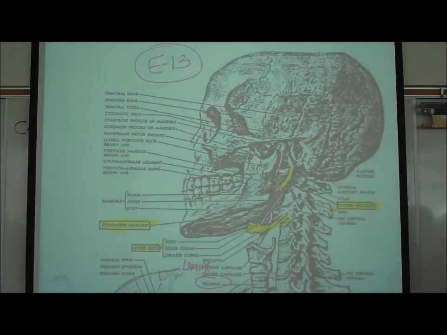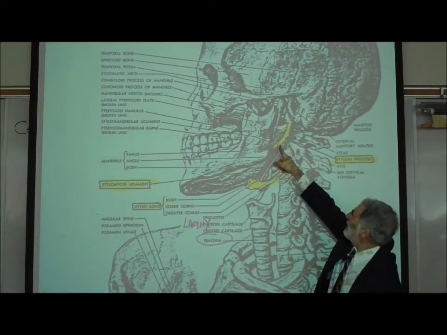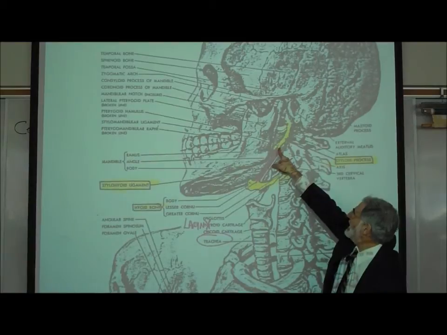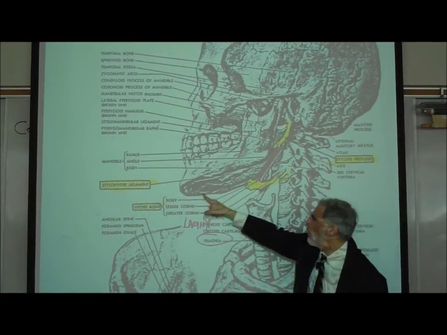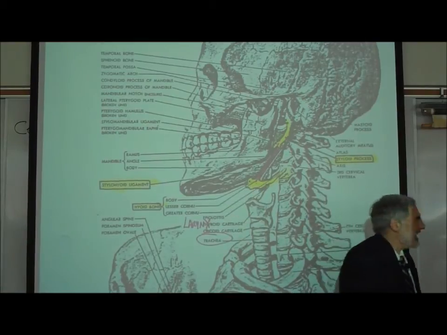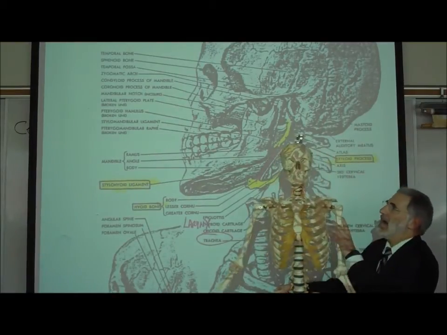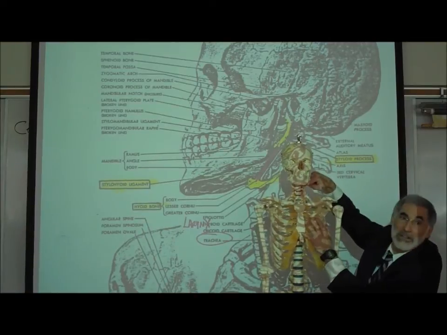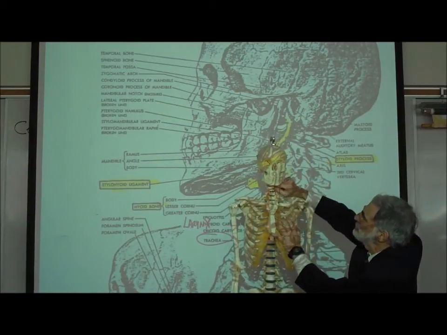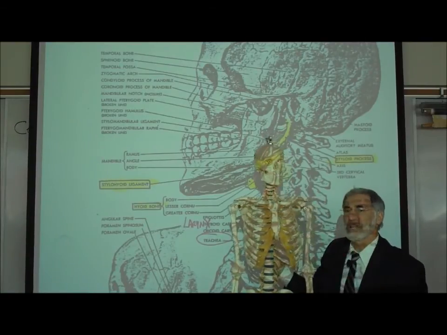So on this page E13, what's the purpose of the styloid process? There is a ligament that connects from the styloid process of the temporal bone to the hyoid bone. Now what the heck is the hyoid bone? The hyoid bone is not even part of your skull. The hyoid bone is this U-shaped bone right here that you can make out. See this U-shaped bone?